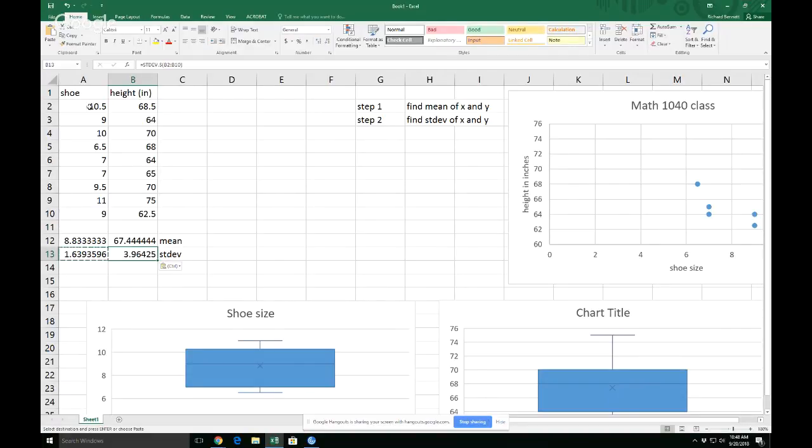Okay? What does that number mean next to it? 3.9645. That's what I just said. So the average height of people in this class is 67.5 inches, which is about 5'7".